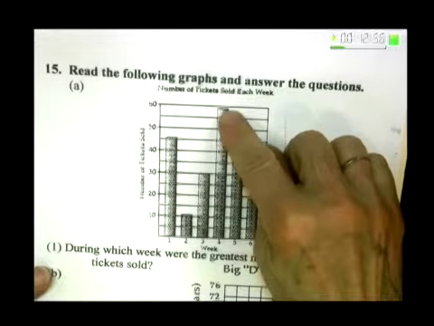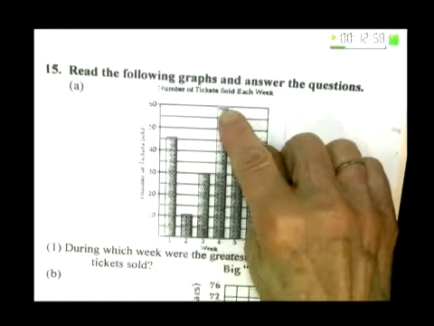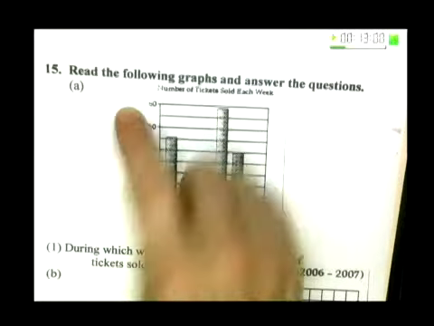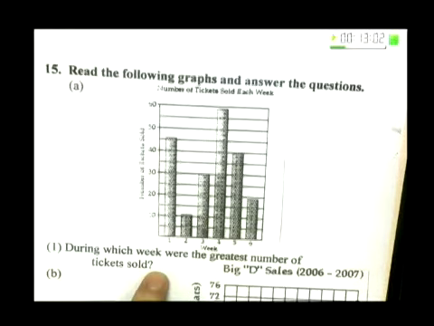Okay? So the first part of this problem says, during which week were the greatest number of tickets sold? This is the number of tickets sold. I look to see which one of these bars on this bar graph, and that's what this is, a bar graph, which one of the bars has the most number of tickets sold? Well, it's obviously up here. It didn't ask me how many tickets were. It asked me which week.